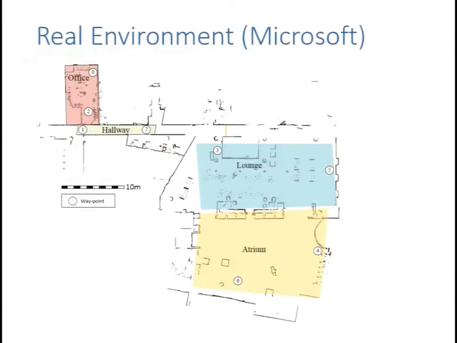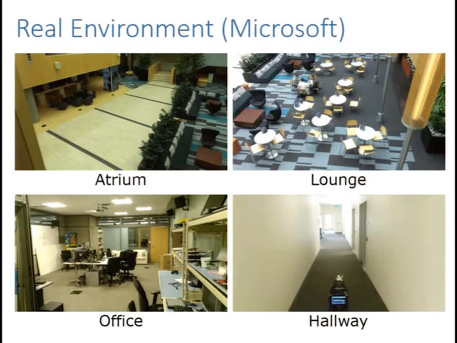Here's an example of a real environment. You could take something like a building and scope out where you might have an office environment, a lounge, an atrium, a hallway, have them connected in the right way, and be able to combine them. These are pictures from that environment, and it prescribes how dense the furniture is, how long the hallways are, and things like that.